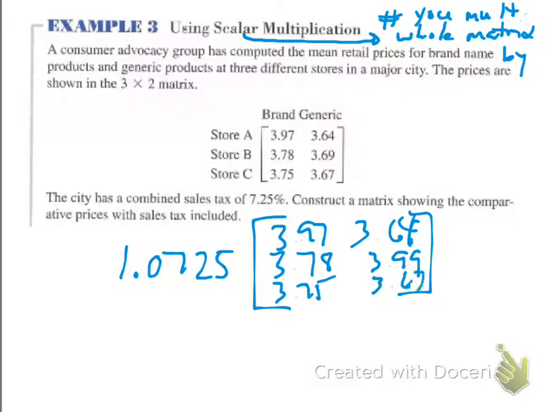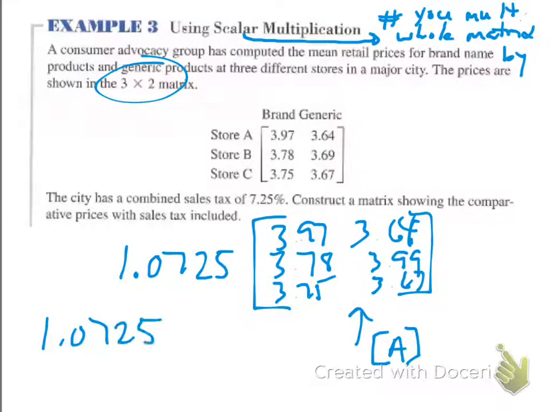Now what you can do is put this matrix in as matrix A. So go in your matrix menu and edit matrix A. It's a 3 by 2 matrix, you put that in, and then when you go to figure it out, you can do 1.0725 times matrix A. So you can name matrix A, and that'll tell you what your answer is. Okay? And again, you're talking about price, so you want to round to the nearest hundredth.